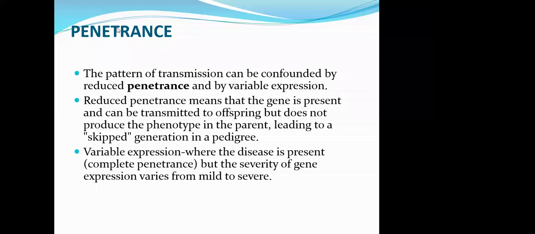Penetrance is a situation whereby a gene may not express itself despite being there. For example, I gave you the example of genes for brightness, whereby somebody has genes for brightness, but when you look at them, they don't seem to be bright. So in such a situation, we will refer to this as reduced penetrance.